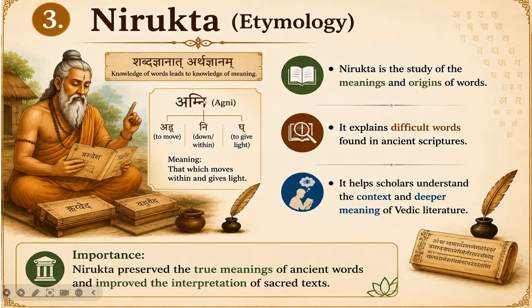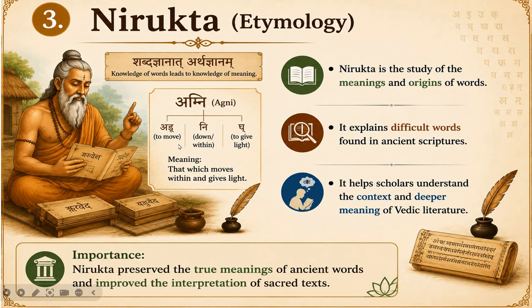Here this Sanskrit word is nothing but Agni. Here the image uses it as a simple example in order to illustrate the idea of the Nirukta, that is the etymology, studying the meaning and origin of words. So Agni is what? Agni means fire. In traditional etymological explanations, the word is analyzed into smaller root elements in order to understand its deeper meaning.